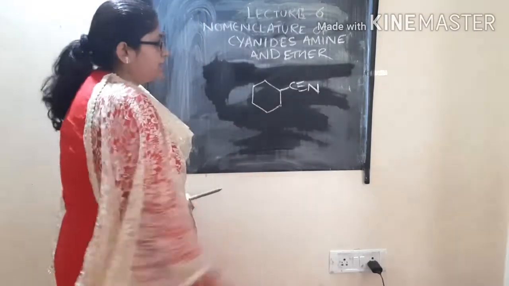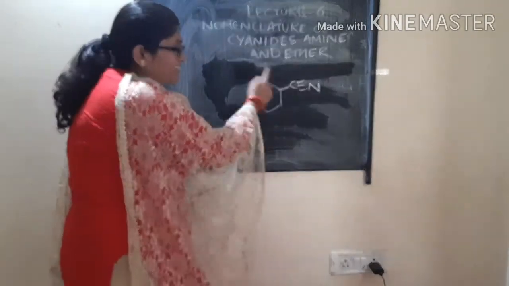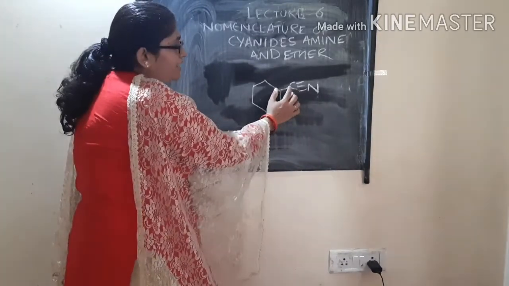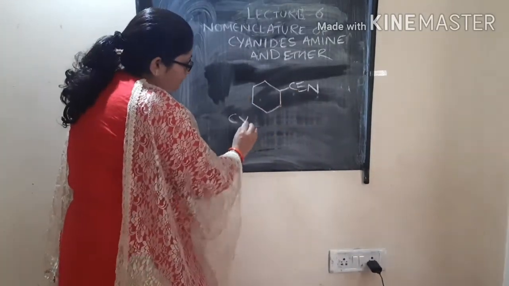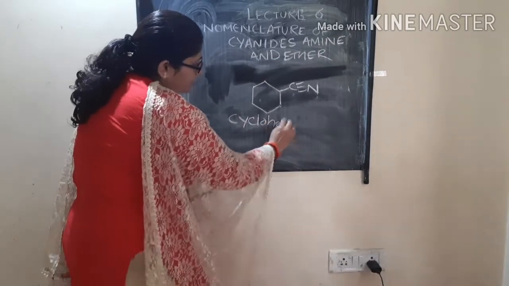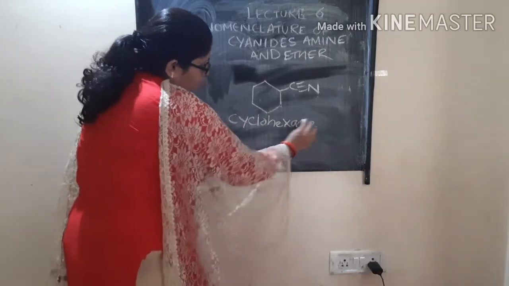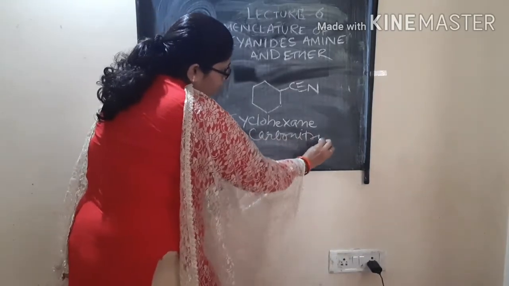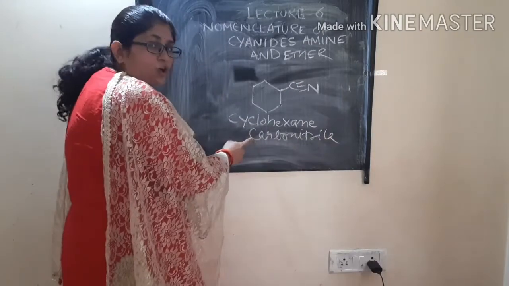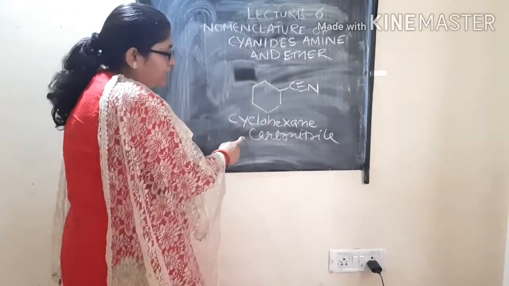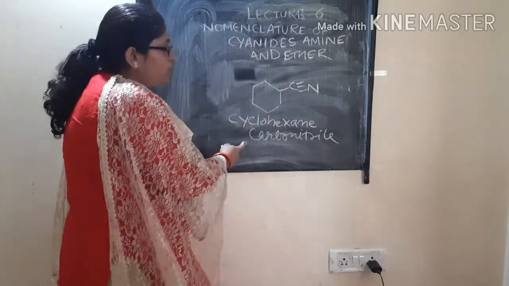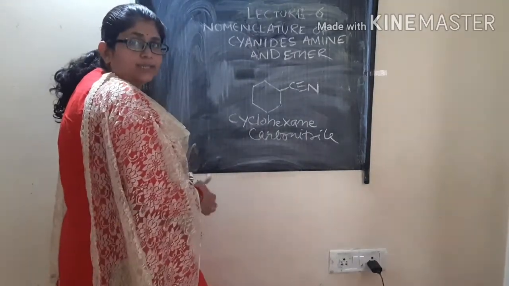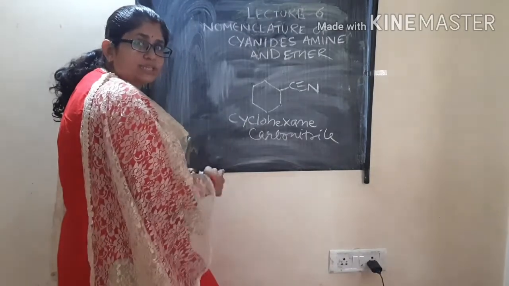How to name this? This is a cyclohexane ring and this is a cyanide group directly attached to the ring. So it will be called cyclohexane carbonitrile. Cyclohexane carbonitrile. Understood, students? Now let us take one more example that is a little bit different to this example.